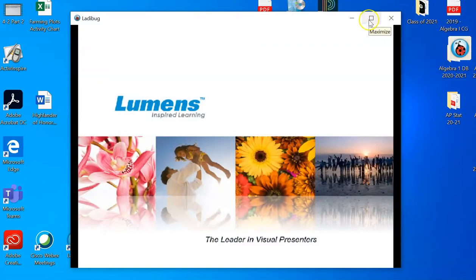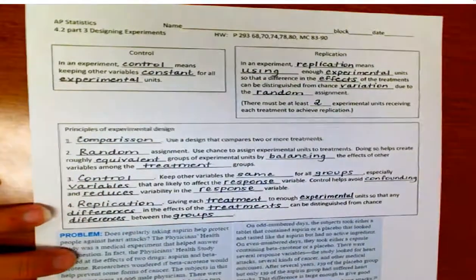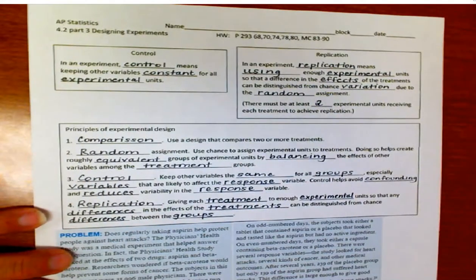We are working on the last section of notes in chapter 4, and it is section 4.2, part 3, designing experiments. So a little bit more with experiments. I've got some vocab ready for you to look at, so you can stop the video. I'm going to read through these, and then we're going to go through a bunch of examples.